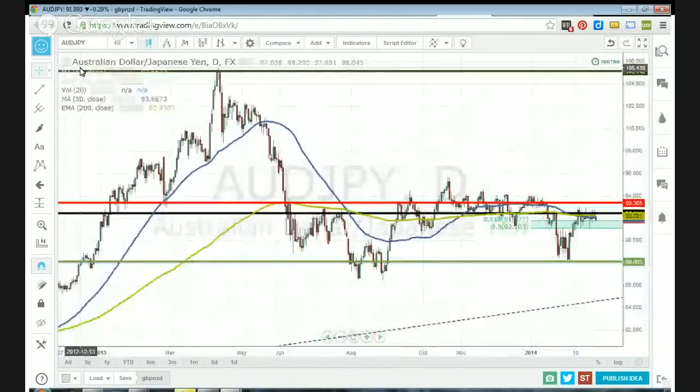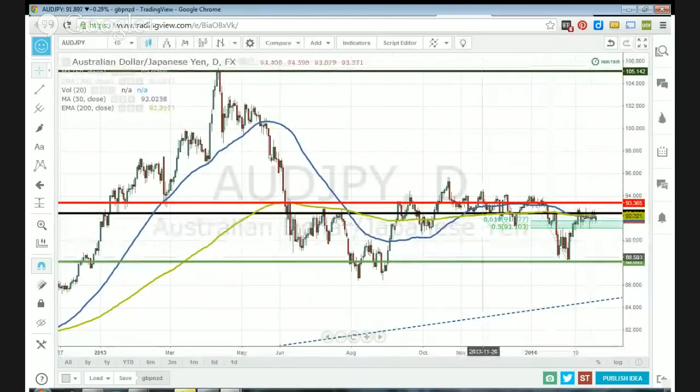I am short Aussie yen. You can see I got short at this black line here, and basically I think we'll need to close below 91.15, below this low right here, 91.10, somewhere around that. We need to close below that before I can move my stop to break even.